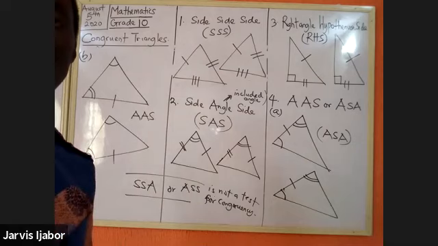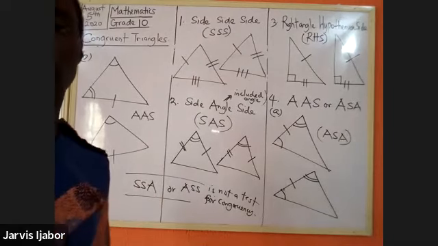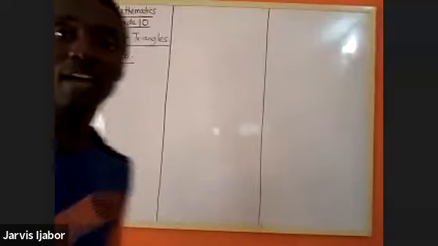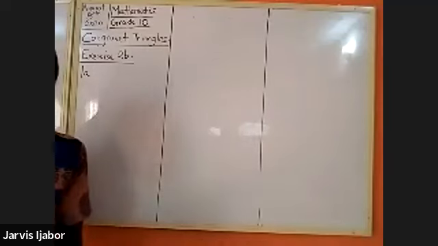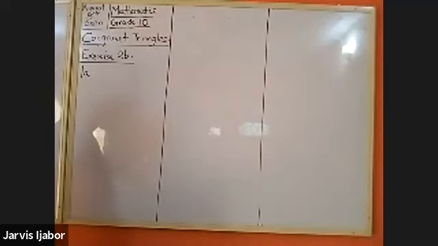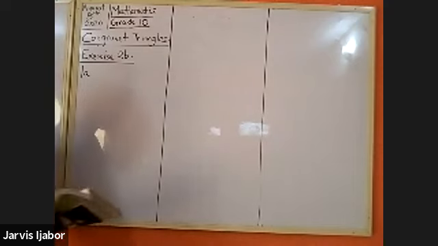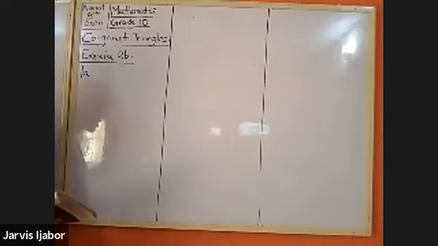All right, so let's copy and let me allow you settle. All right, so let's start. Exercise 2B, question 1A. What does it say? In each part of figure 2.18, pairs of triangles have equal sides and angles shown with marks. In each case, state whether the triangles are congruent, not congruent, or not necessarily congruent. If congruent, state the condition for congruency.